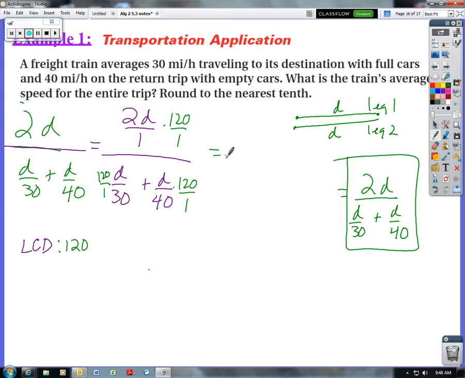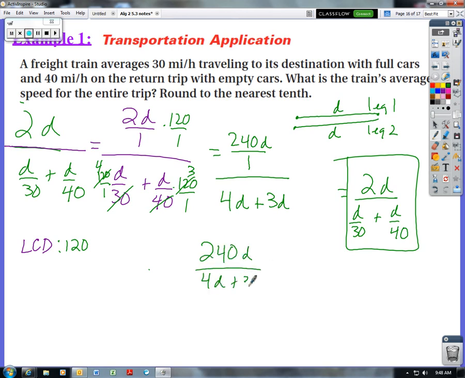Now on this top one, we're going to have 2 times 120, which is 240d. I'm going to still put it over 1. And then down here, 120 divided by 30 is 4d, because there's a d there, plus, and then 40 goes into, so here we'll cancel these so you can see what I'm doing. 40 goes into 120 3 times, so I've got 3d. And you know what, to be honest, I really don't need that one up there. So let's drop it now. I didn't need to put that in there.